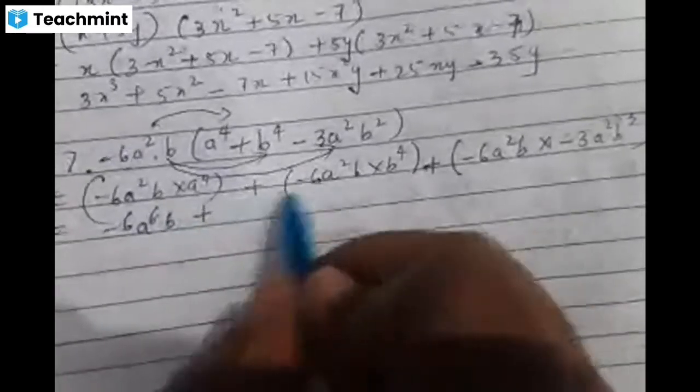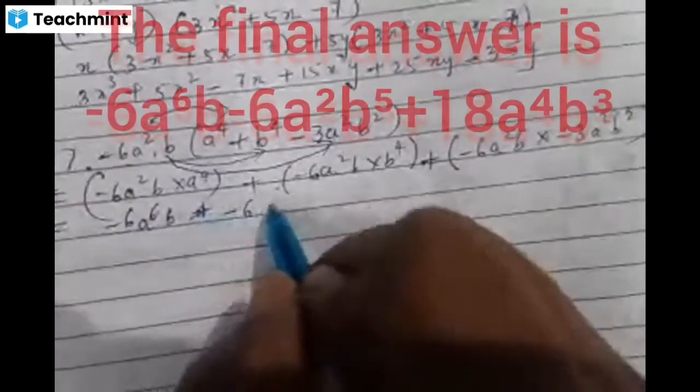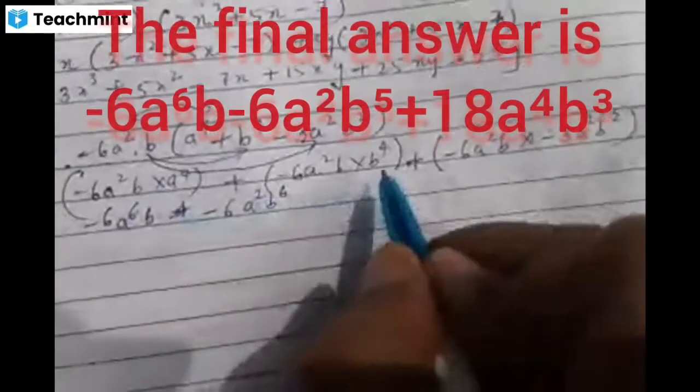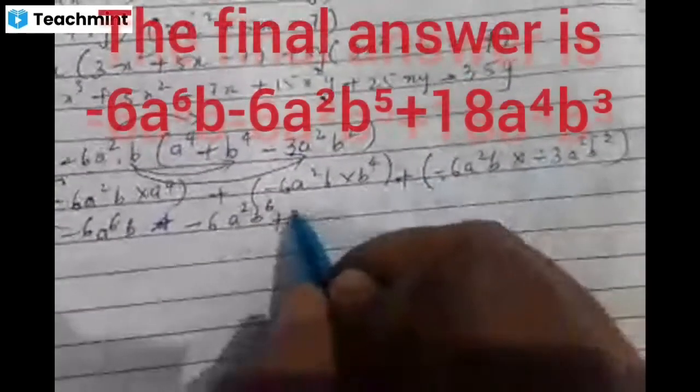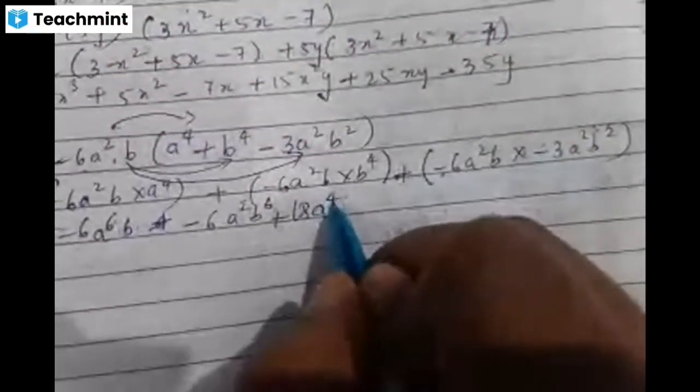Minus 6 a to the power of 2 into a to the power of 4 is a to the power of 6 b, plus into minus will be minus 6a square b to the power of 6. Here you have plus into minus, minus, but minus into minus is plus. 6 3s are 18, a to the power of 4 b to the power of 3. This is how you multiply a monomial with the trinomial.